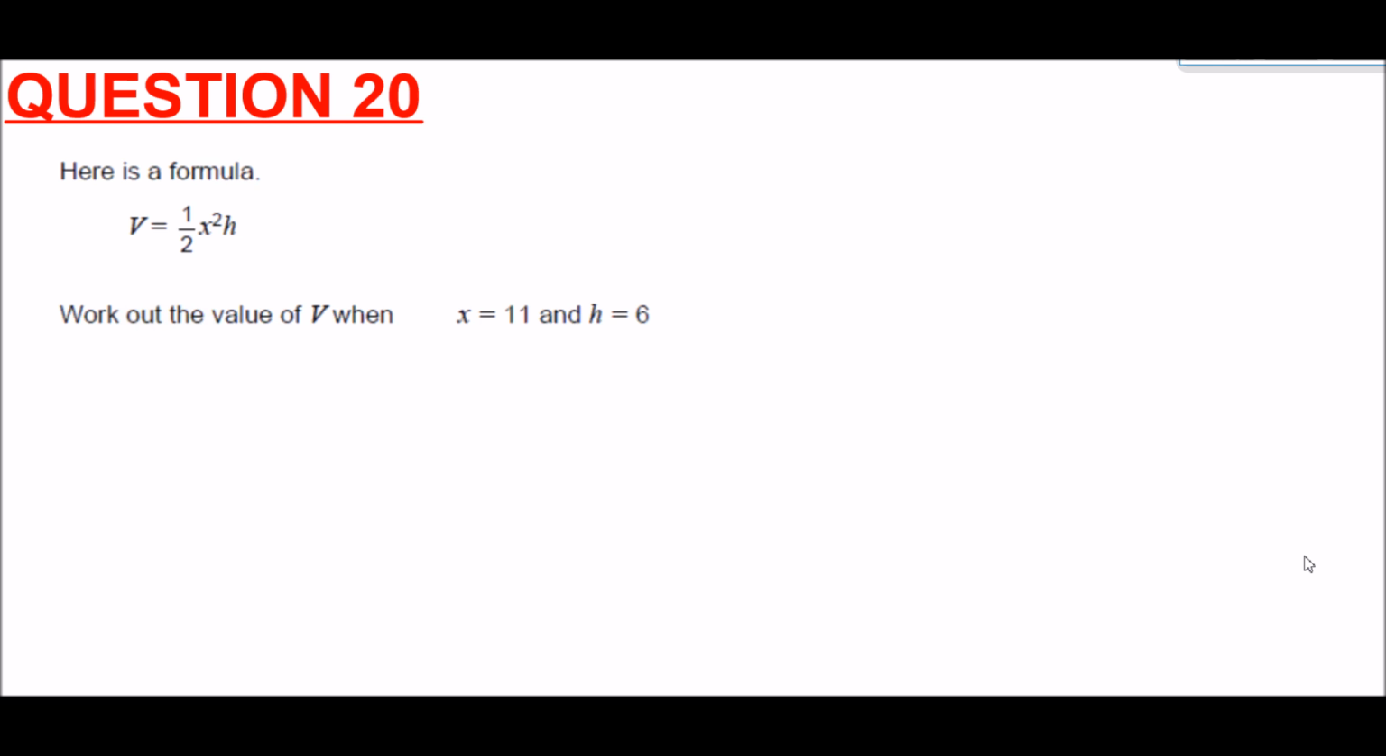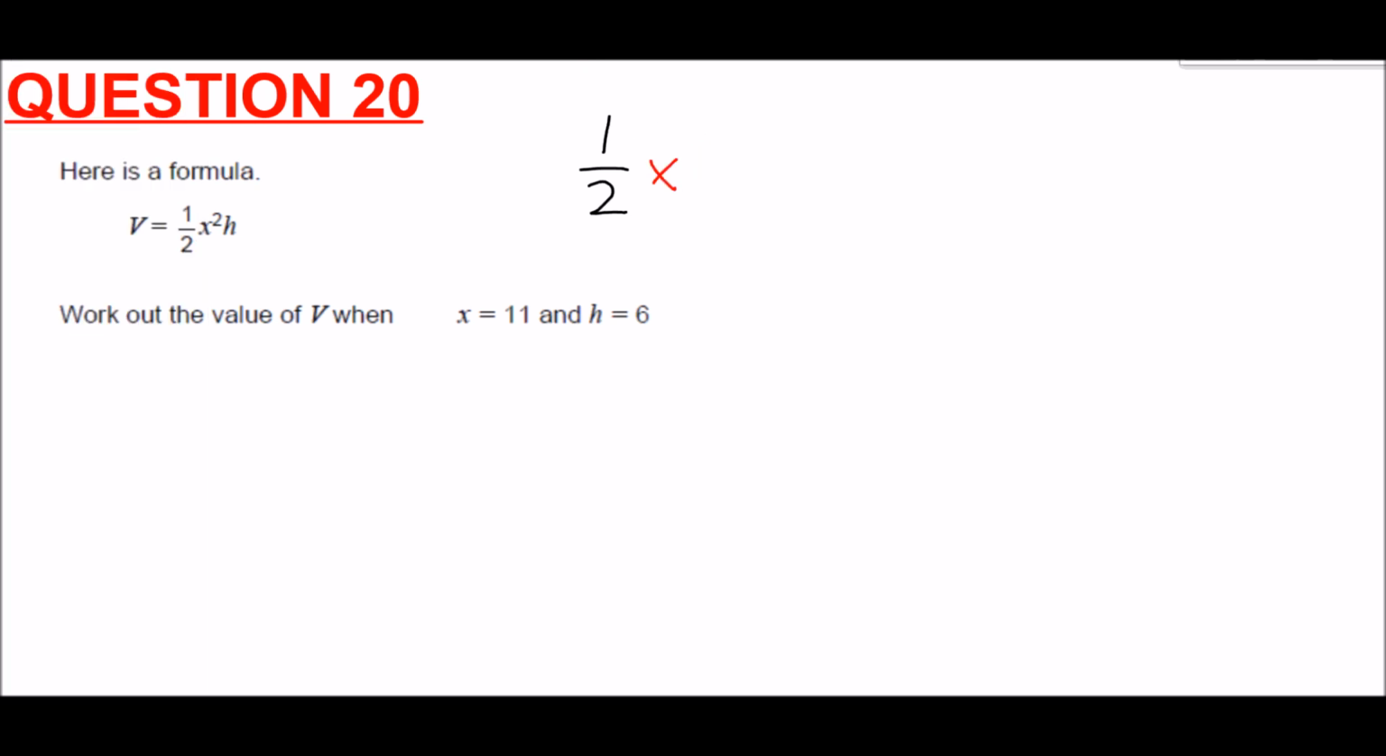Number 20, we've got a formula, v equals half x squared h. What we need to do is substitute in the values of x and h. And so the formula means half multiplied by x squared.